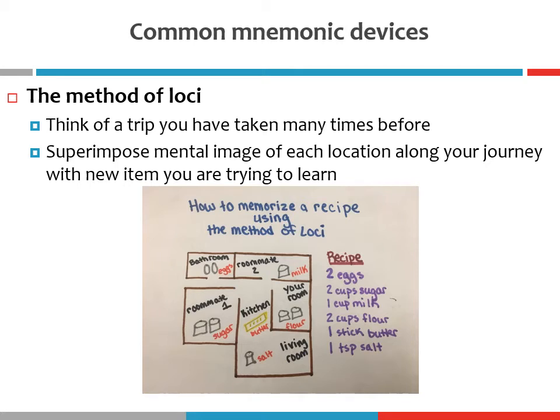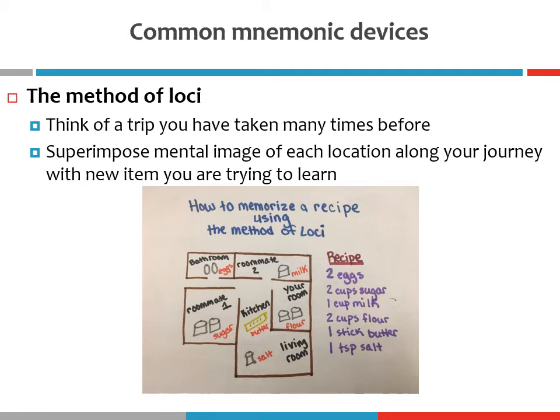Right? So what you do with the method of loci is you think of a journey that you have taken many, many times. Right? So if there is a grocery store a couple blocks down from your apartment, you would mentally think about each location that you come to as you're walking from your apartment to that store, right?